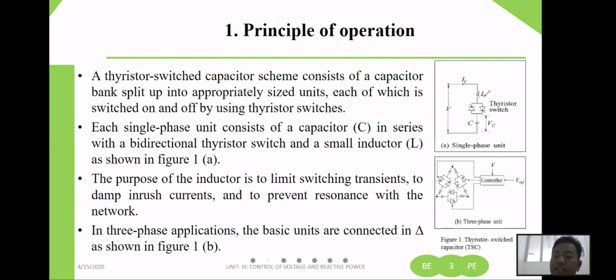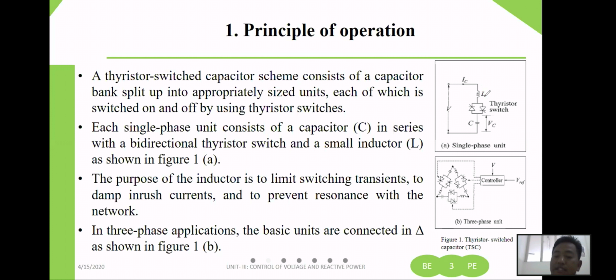To control that firing angle, we have a controller based on the voltage. This is the basic construction of the TSC. One is single phase, another one is three phase, which I have shown. We have seen the working also, but now, how to choose the firing angle alpha in the TSC?